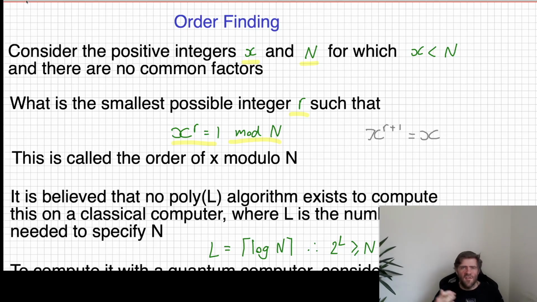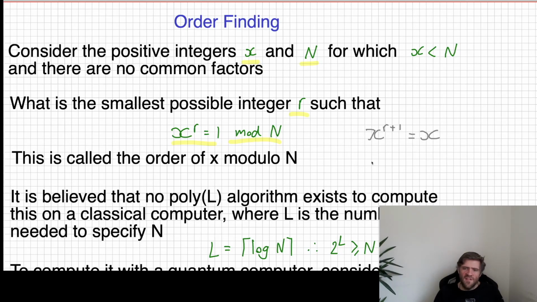Because then, after you go beyond that, you're back to x. And then you're back to whatever x squared was, and so on and so forth. You're going to keep on going through the same sequence of numbers. So this is called the order of x modulo n, and it's useful for stuff.